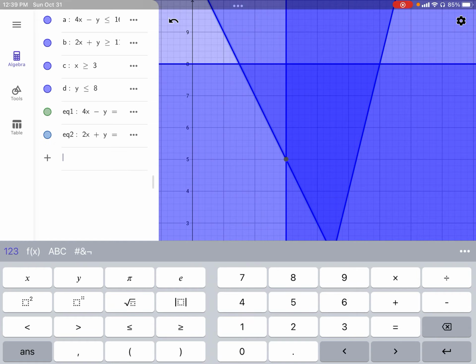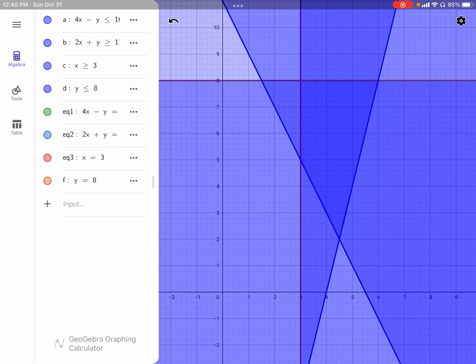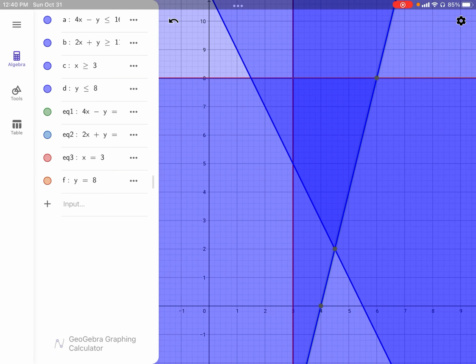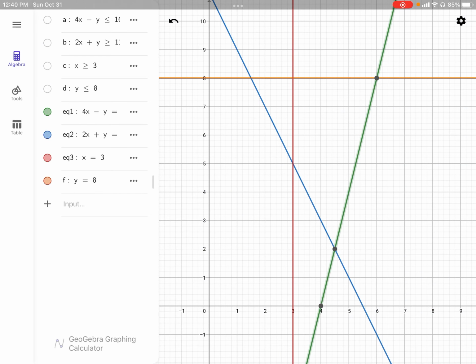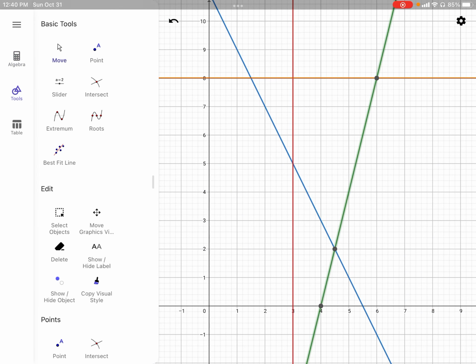Okay, x equals 3. And y equals 8. Okay, remove the inequality, change it to an equal, and now what we do is, it's still important to keep those inequalities, right? Because then I know the shaded region. But let's hide them because I know where I'm looking. And now let's go to intersect.